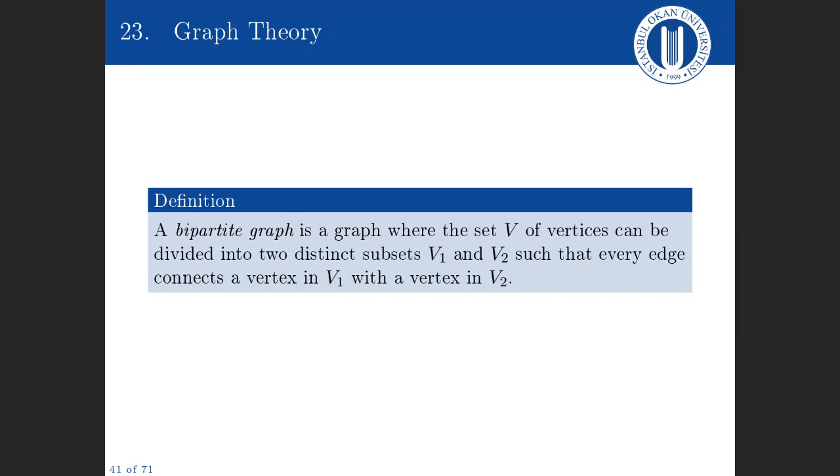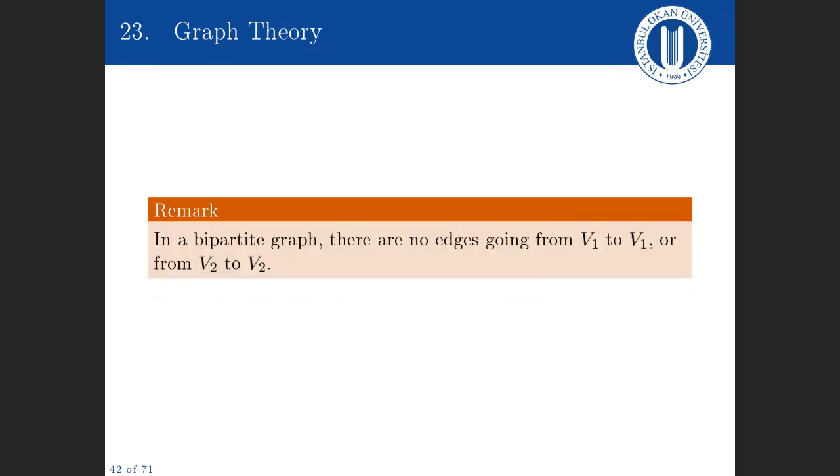A bipartite graph is a graph where the set of vertices can be divided into 2 distinct subsets, V1 and V2, such that every edge connects a vertex in V1 with a vertex in V2. We say that another way. In a bipartite graph, there are no edges going from V1 to V1, and there are no edges going from V2 to V2.